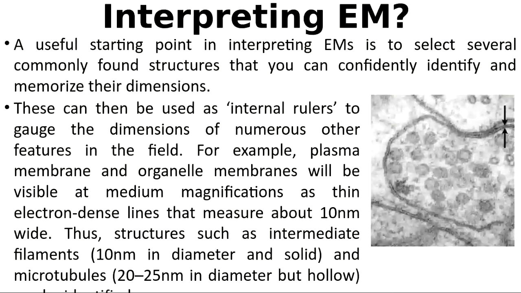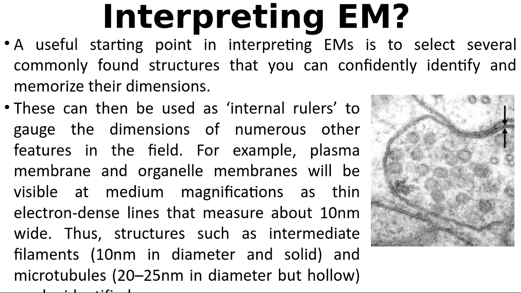And how do you interpret an electron microscope? In interpreting an electron microscope, one important point you have to remember is that you should know the size. Usually, structures such as intermediate filaments are 10 nm in diameter and microtubules are 20 to 25 nm in diameter, but hollow. First, you have to know the size.